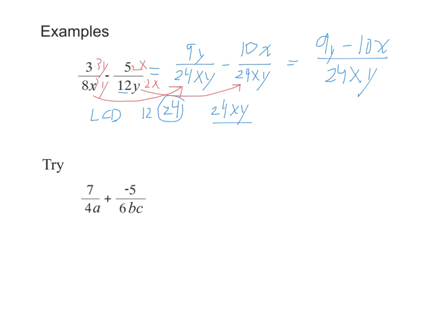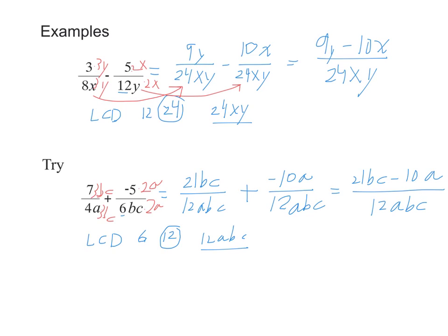Try this next one. Okay, check your work. In this one, the least common denominator number will be 12. But I'll need to include the A, the B, and the C all in the least common denominator. Now these fractions will be equivalent.